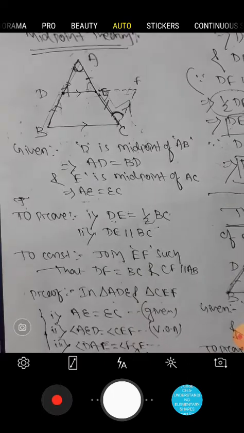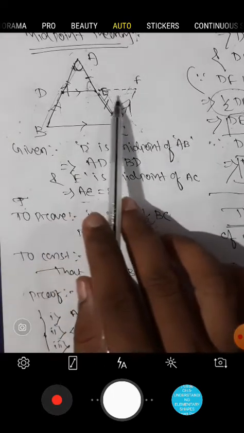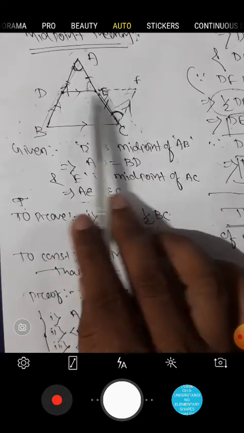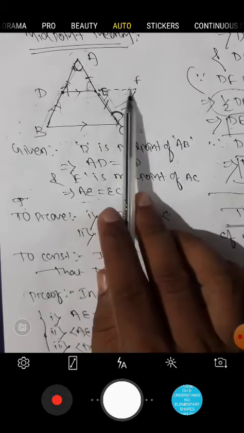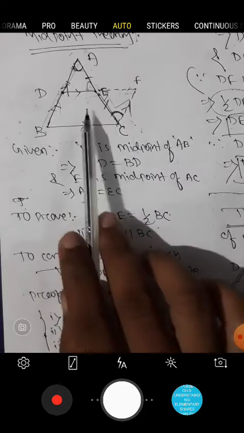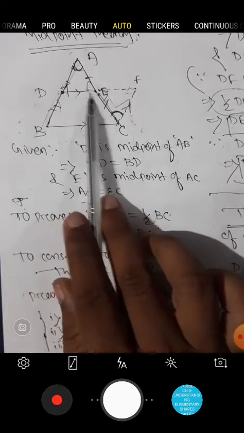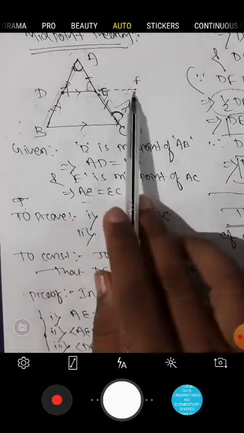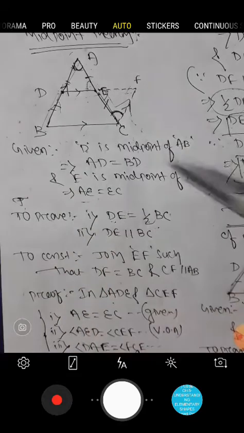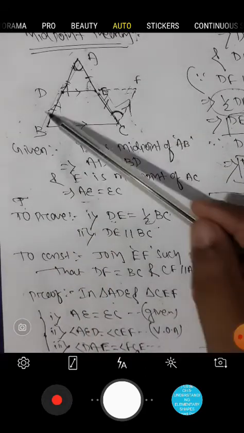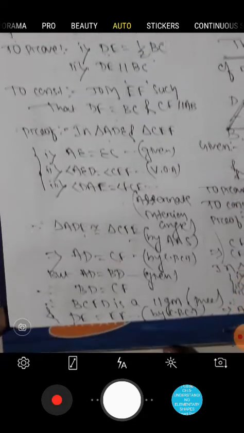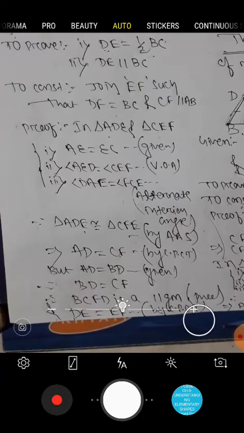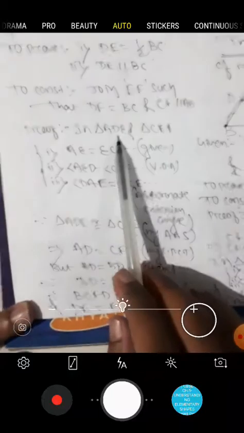I have extended DE in such a way that it is produced to F and DF is equal to BC. I have produced DE to point F such that DF is equal to BC, and CF I have drawn parallel to AB. Now the proof part, children. Under the proof section, you can see triangle ADE and triangle CEF.